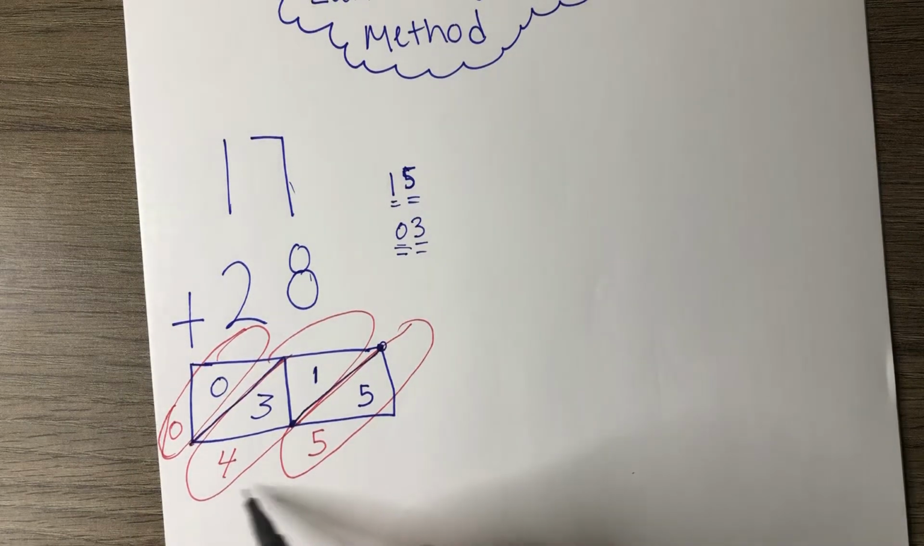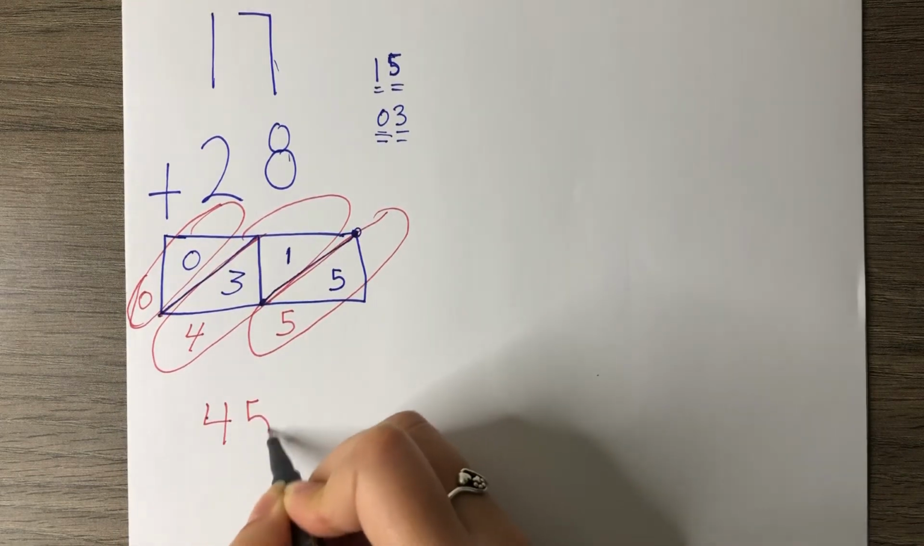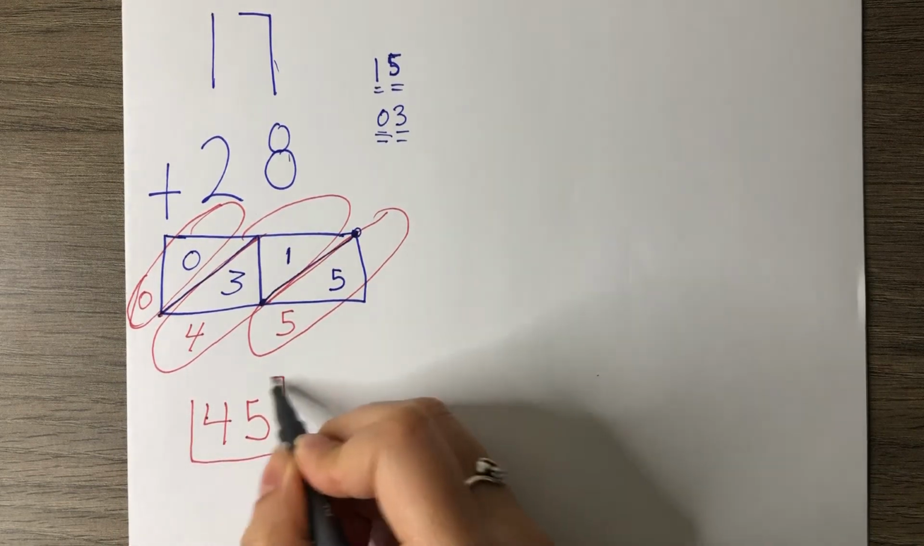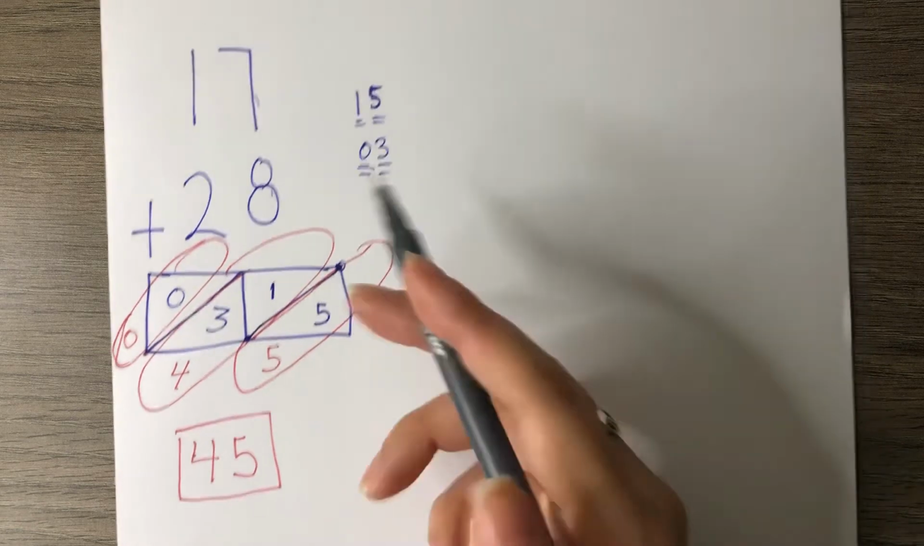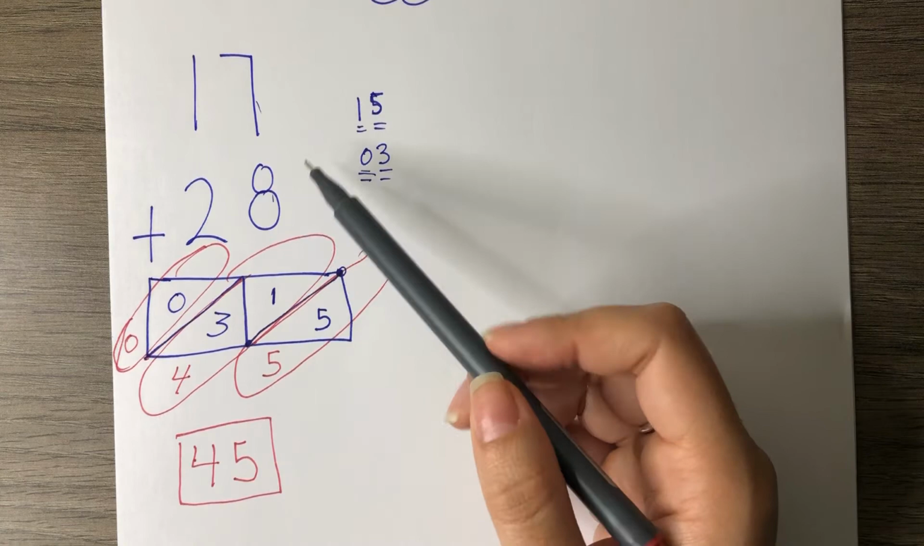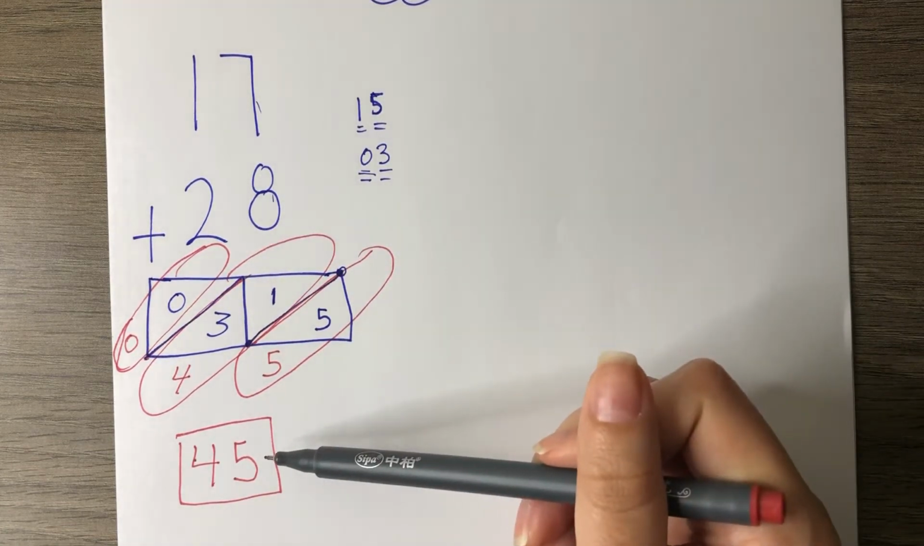So our answer is right here. Our answer is 45. And that is how to get the answer to this addition problem. So 17 plus 28 equals 45.